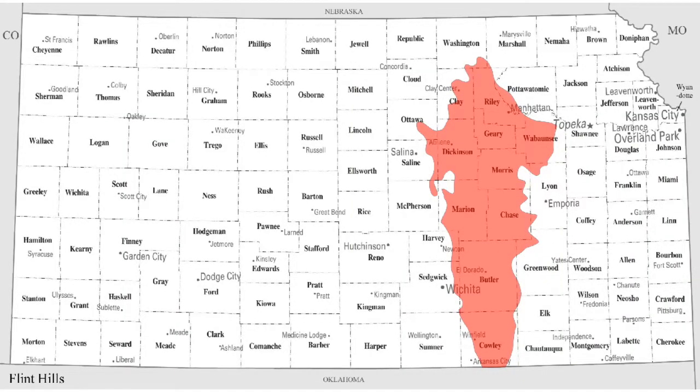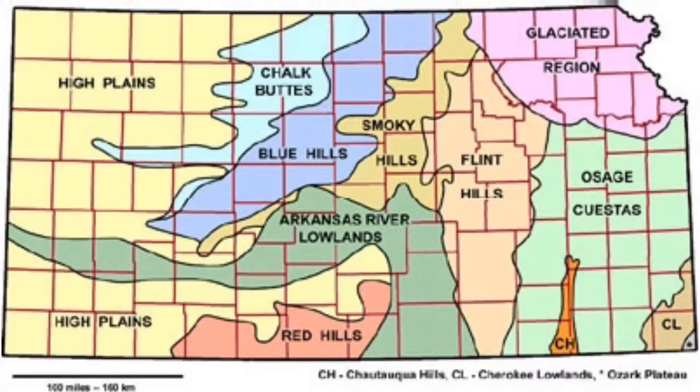The area in red on this map of Kansas is the Flint Hills. Riley County is in the northwest part of this region. In this map, you can see all the different geographical regions of Kansas. Each region was shaped over millions of years.